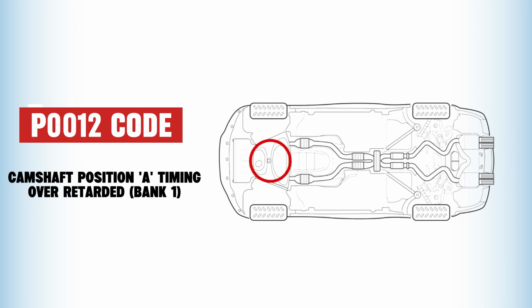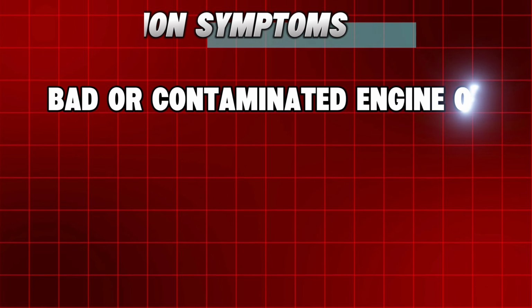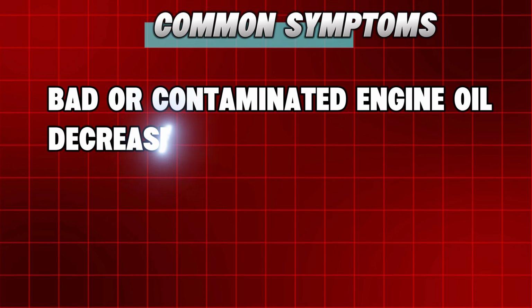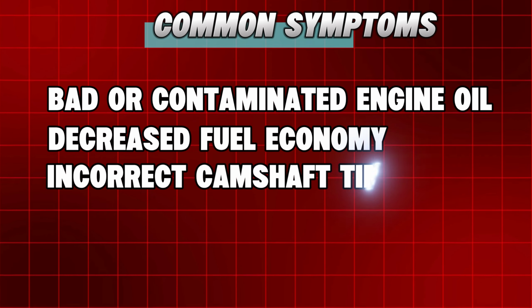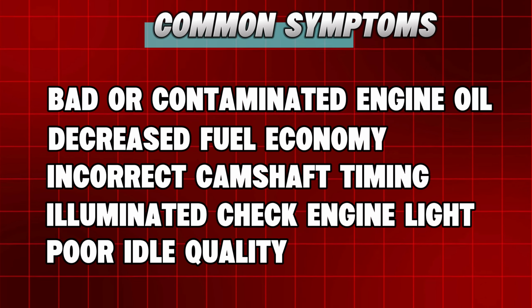It indicates that the intake A camshaft position is being retarded, meaning it's opening the valves too late compared to the engine's expected timing. Common symptoms of P0012 code: bad or contaminated engine oil, decreased fuel economy, incorrect camshaft timing, illuminated check engine light, poor idle quality.